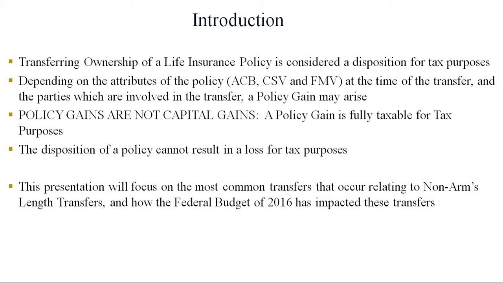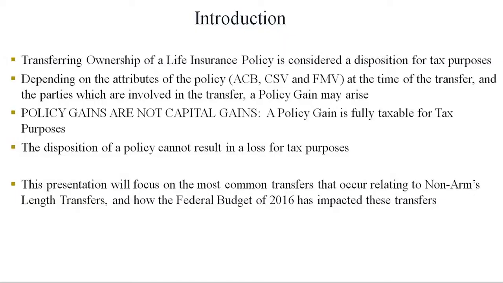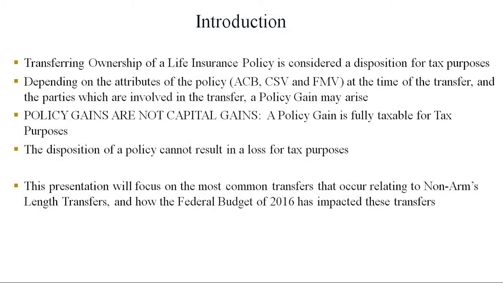So depending on those attributes, at the time of the transfer and the parties involved in the transfer, a policy gain may arise. Policy gains are not capital gains. They're fully taxable for tax purposes. So there's no 50% inclusion. If you have a policy gain of $100,000, it's a full taxable gain. And the disposition of a life insurance policy cannot give us a loss for tax purposes.